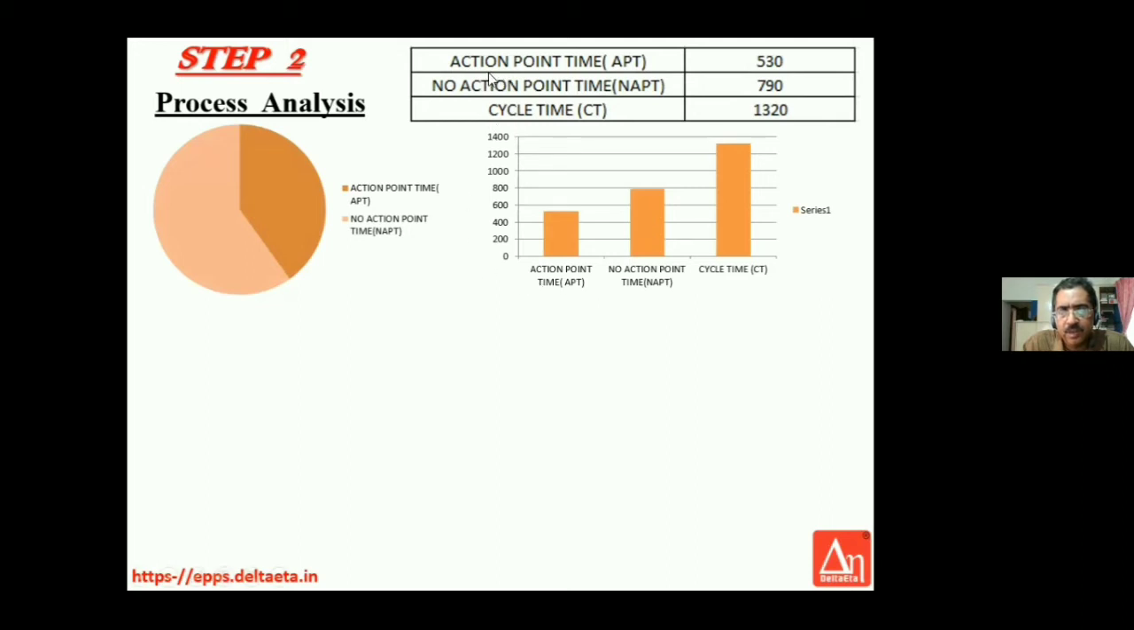Now, you see the action point time is 530 minutes. No action point time is 790 minutes. Cycle time is 1,320 minutes. So all in all, you get it this way. You see the action point time is the minimal time. No action point time is slightly bigger, and the total of this is the cycle time.